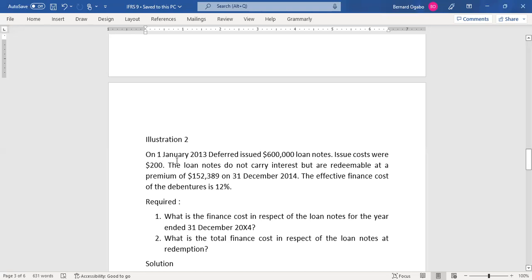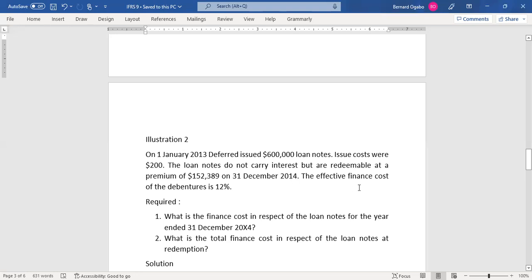It says on 1st January 2013, a company issued 600,000 loan notes. Issue costs were 200. The loan notes do not carry an interest rate, meaning they don't have a nominal interest rate, but are redeemable at a premium of 152,389 on 31st December 2014. So that means the lifespan of the instrument is 2 years.